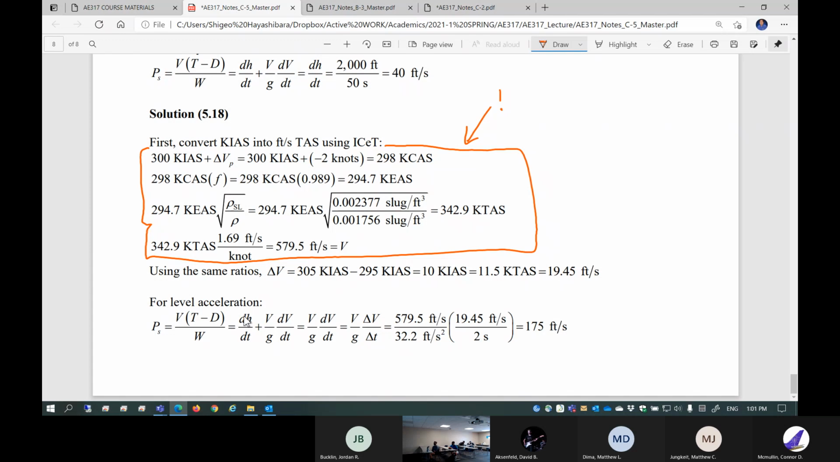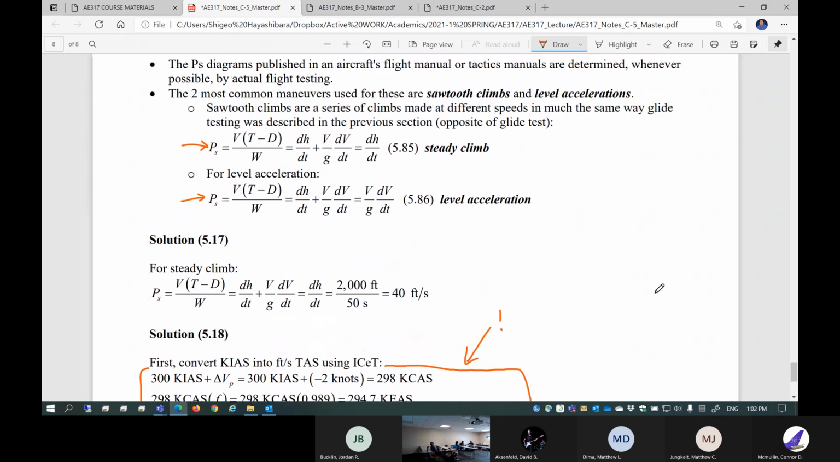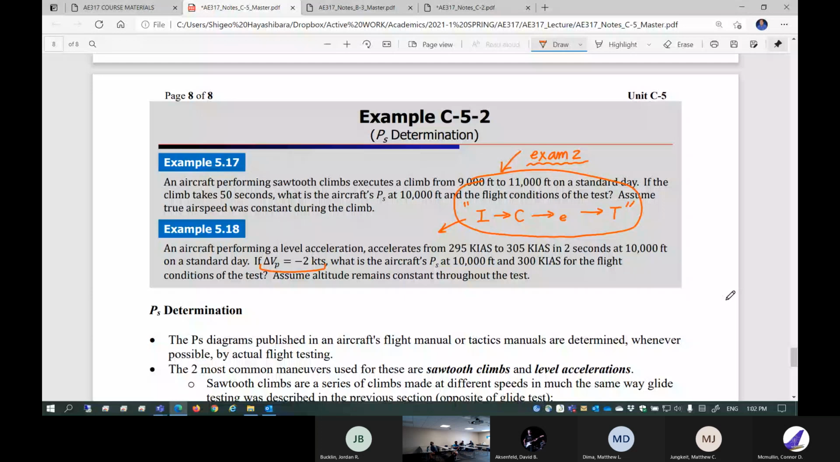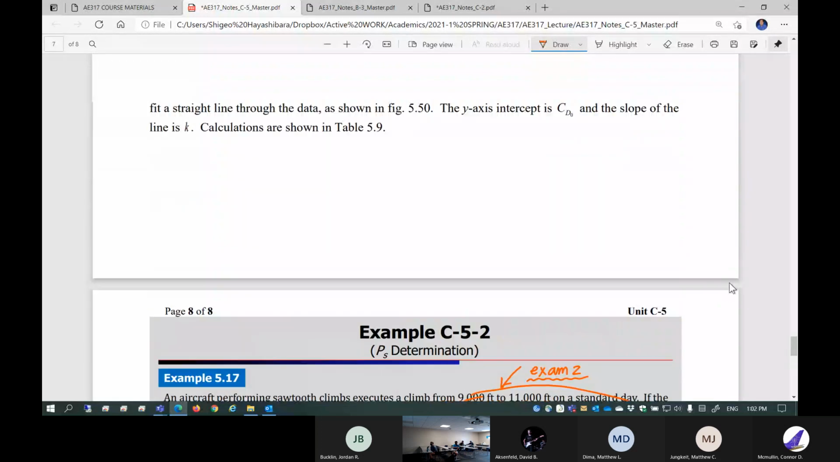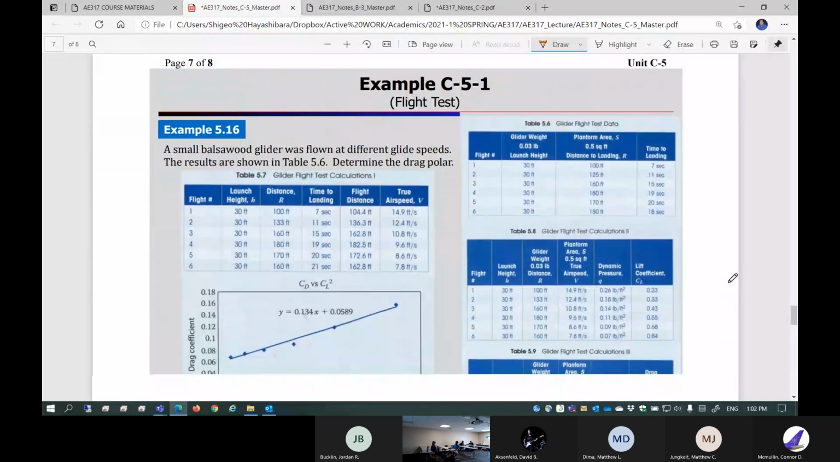Okay, so now from here, delta P is given. So for level acceleration, you are just going to plug in dP/dt. This is an important thing. So this is delta P over delta T. This is 175 feet per second, specific excess power required to accelerate in level flight. Okay. Any question here?